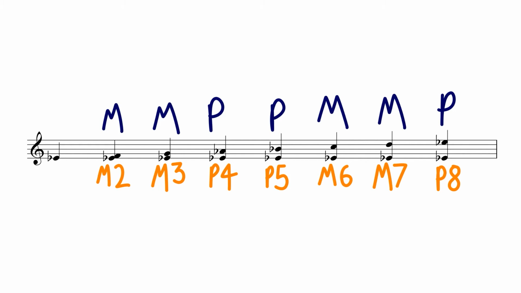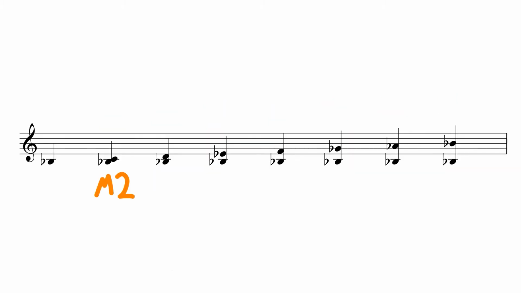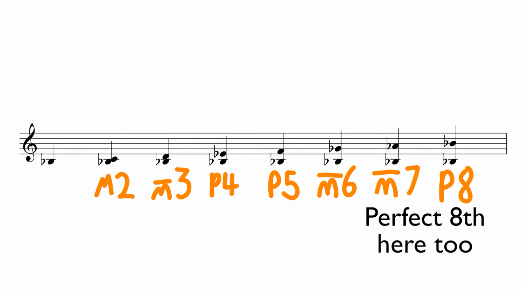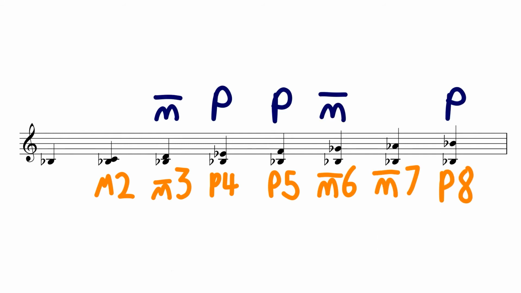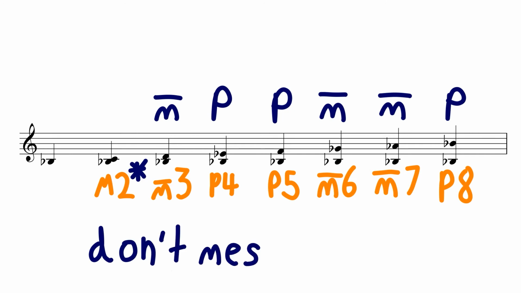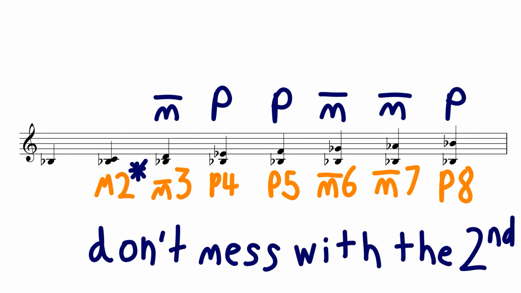Now let's check out a minor scale using B-flat. Major second, minor third, perfect fourth, perfect fifth, minor sixth, and minor seventh. Again, perfects are perfect, and major-minors are mostly minor, the exception to this rule being the second, which is major in both major and minor scales.